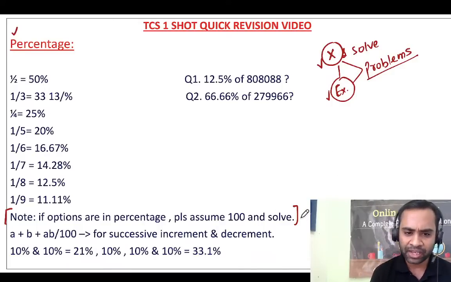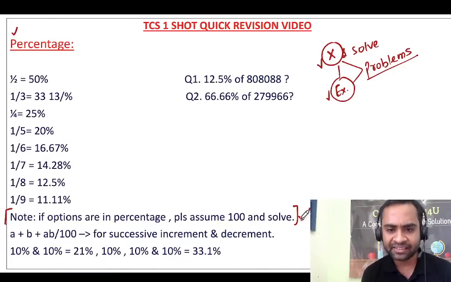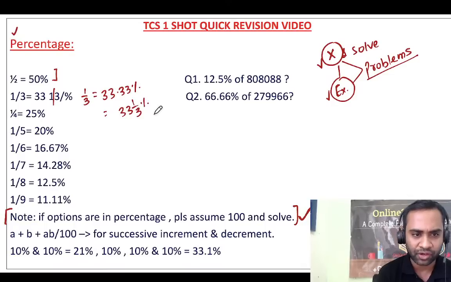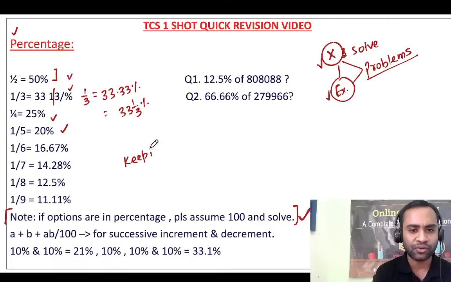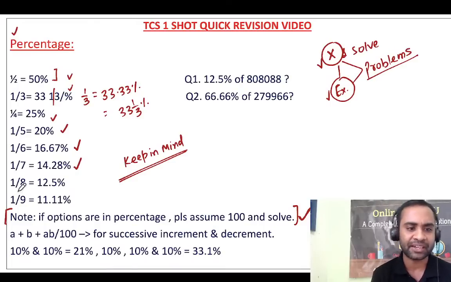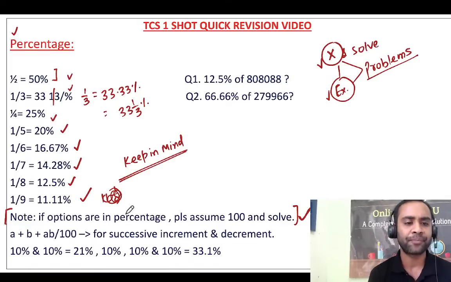If there are options in percentage, please assume 100 and solve. Now friends, 1 by 2 you will be writing as 50%. 1 by 3 is 33.33 percentage, or you can write 33 1 by 3 percentage. 1 by 4 is 25%, 1 by 5 is 20%. This you have to keep in mind. Now 1 by 6 is 16.67 percentage, 1 by 7 is 14.28 percentage, 1 by 8 is 12.5 percentage, 1 by 9 is 11.11 percentage. Please keep this in mind.